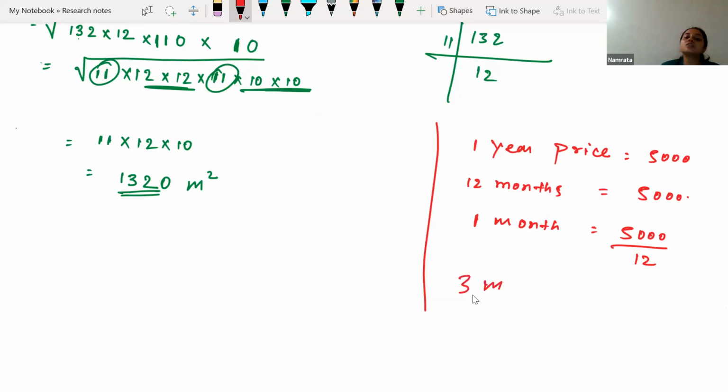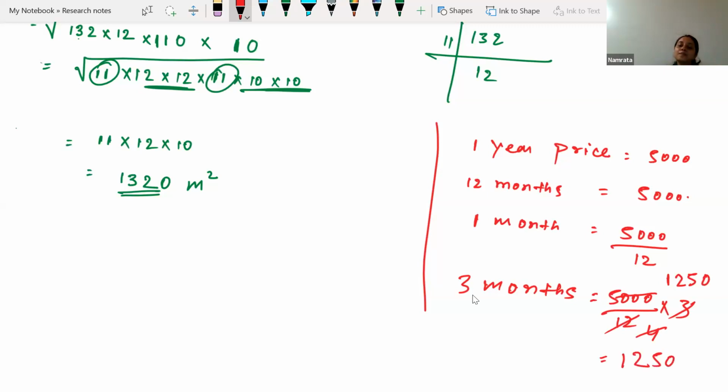Similarly, now we have to find the 3 month cost, because we are going to take this wall for 3 months. So the 3 month cost will be 5,000 by 12 into 3. Okay, let's cancel them out. 4 1 times 4, 4 2 times 8, 4 5 times 20. We are getting 1250 rupees for 3 months. Okay. This is for 1 meter square.